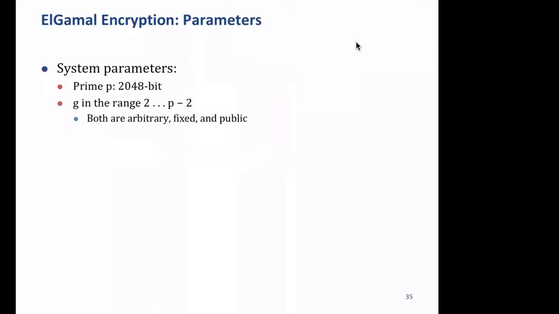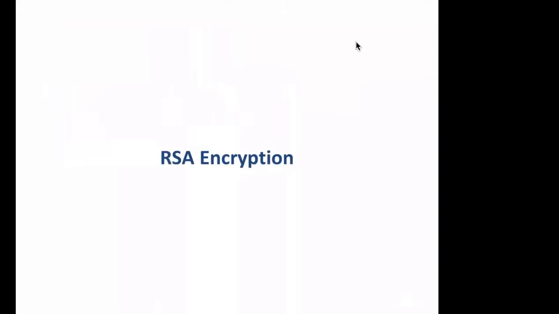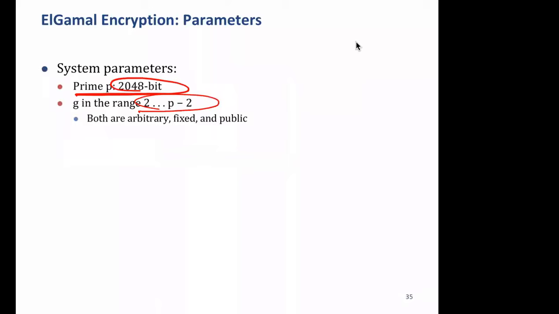All right. System parameters: P is usually large, 2048 bits. G is usually taken in the range 2 to P minus 2, and so on. Any questions? You don't need to get into too much detail at this point in time. Try to understand how it works. It's basically a magic of number theory.